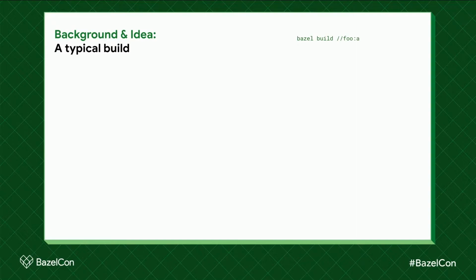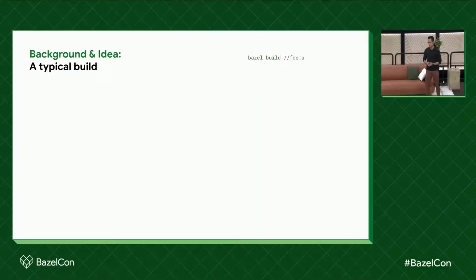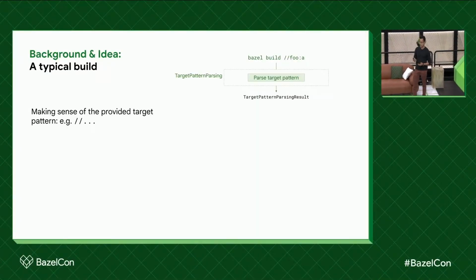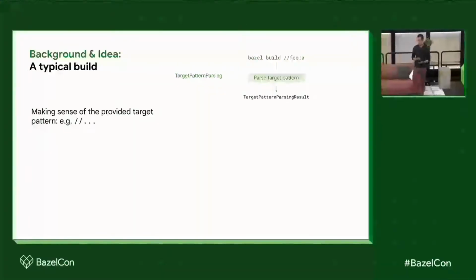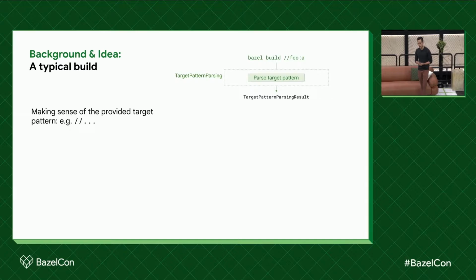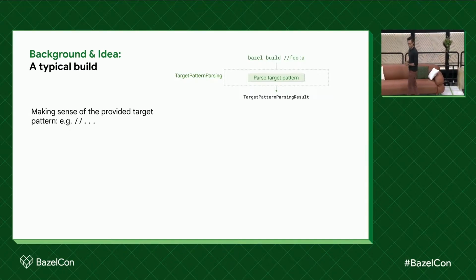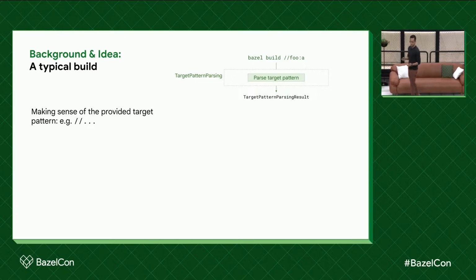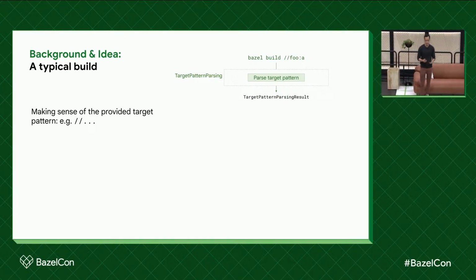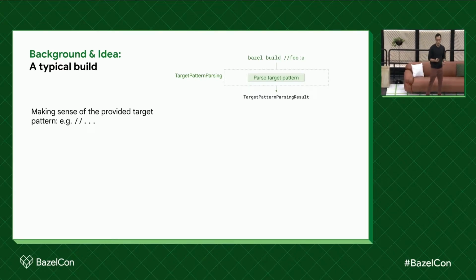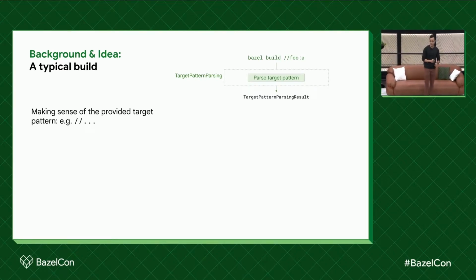To answer that, let's look at a typical Bazel build. At the top corner here, you can see a fictional target, foo:A, and we are just building that with Bazel. So what actually happens behind the scene? First of all, we have target pattern parsing. This is where Bazel tries to make sense of your target pattern. For example, if you specify ..., Bazel will figure that out. Just a small note, this is here for completeness. This phase is not really relevant for the rest of the talk, so you can just ignore that moving forward.